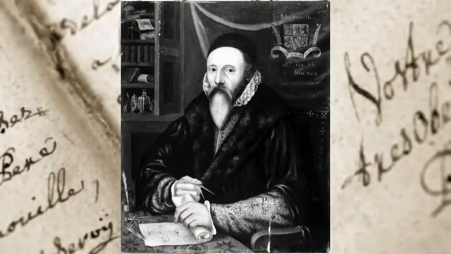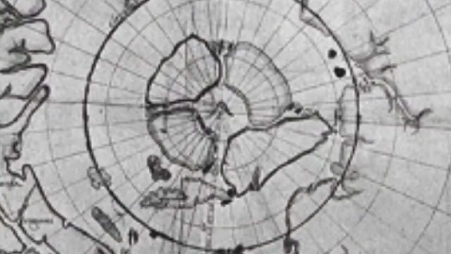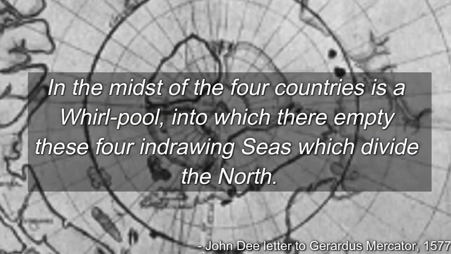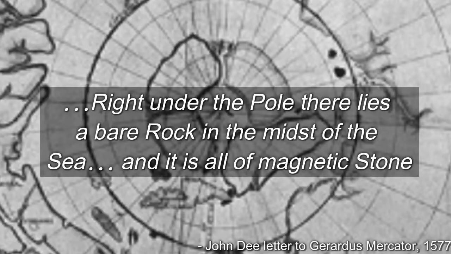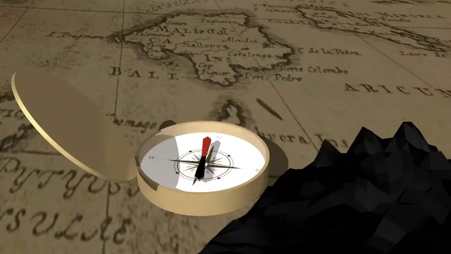When the English polymath John Dee wrote to Mercator asking about his sources for this map, Mercator returned with a letter stating, "In the midst of the 4 countries is a whirlpool, into which there empty these 4 indrawing seas which divide the north. Right under the pole there lies a bare rock in the midst of the sea, and it is all of magnetic stone." A giant magnetic rock, exactly at the North Pole. Well, that would explain why all compasses point north, wouldn't it?